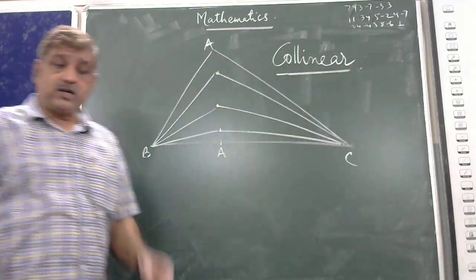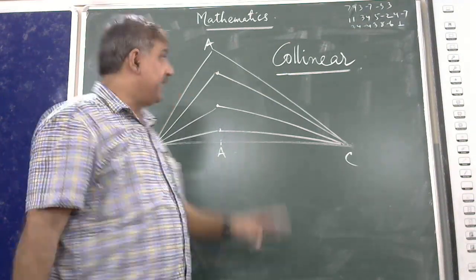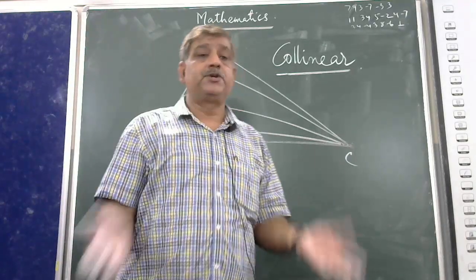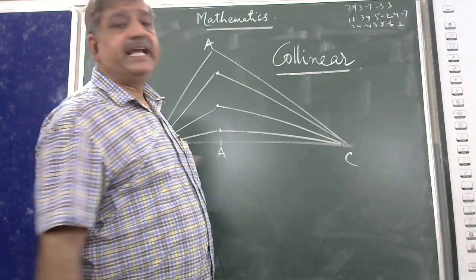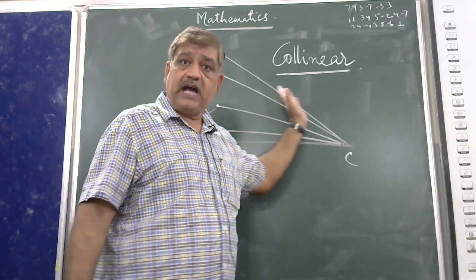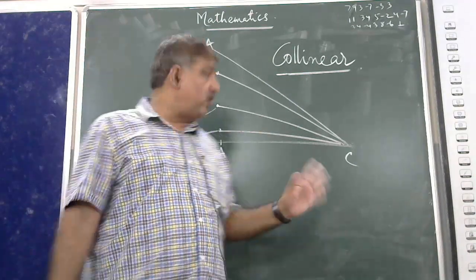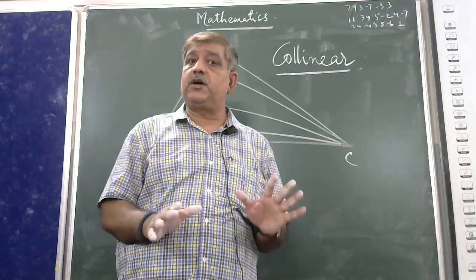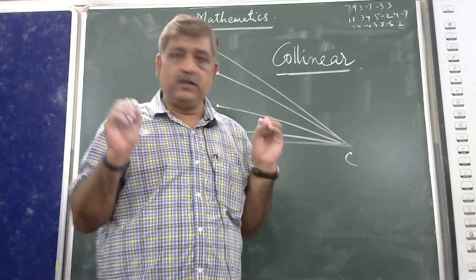So, for 3 points to be collinear, the area of the triangle formed by those 3 points should be 0. Well, now you can find the area of a triangle using this formula, the area of a quadrilateral using this formula, a pentagon, or you can prove points are collinear using this formula. I think all of you can easily understand it.